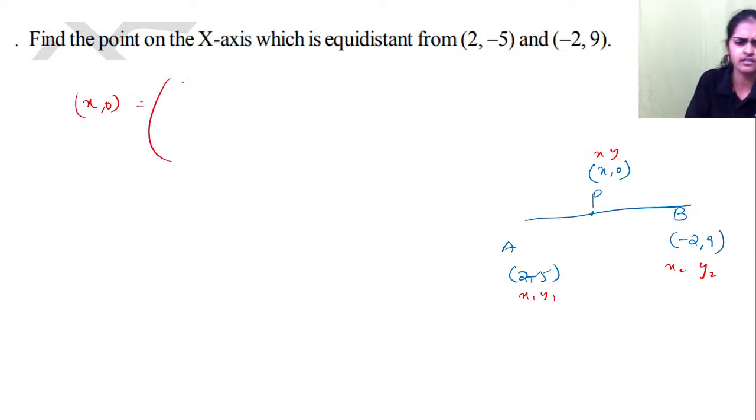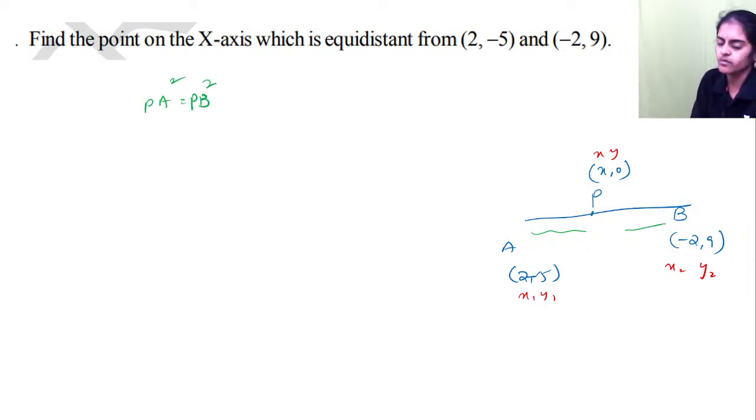Here, see, it is equidistant. So simply let's take PA equal to PB. This point P is equidistant from A and B. So let me write PA equals PB, or I can also write PA square equal to PB square.